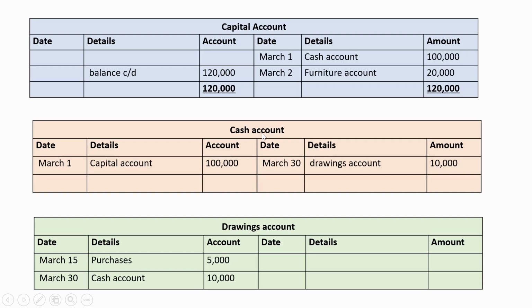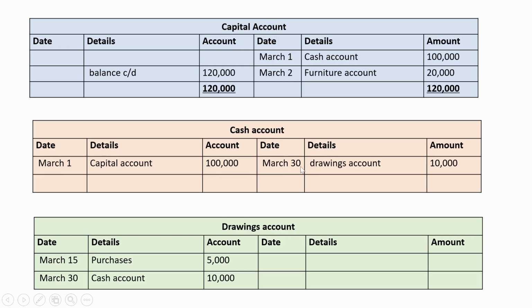Next, we have cash account. So the entries here are very clear to see, because if you go on the 1st of March in the capital account, you will see that in details column we have written cash account, and then the amount was 100,000. Therefore, when you go to the cash account, on the opposite side, the date is going to be the same as the one we have in the capital account, that is March 1st. And in the details column, you're going to write the name of the other account where the transaction was recorded, that is capital account. The amount is 100,000.